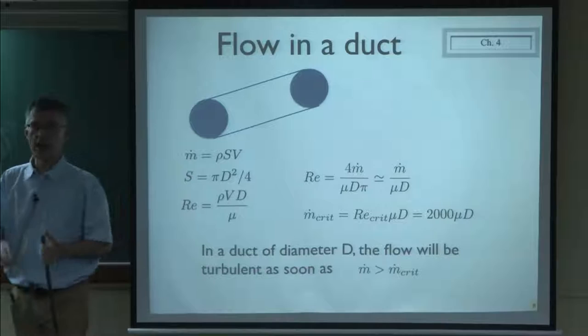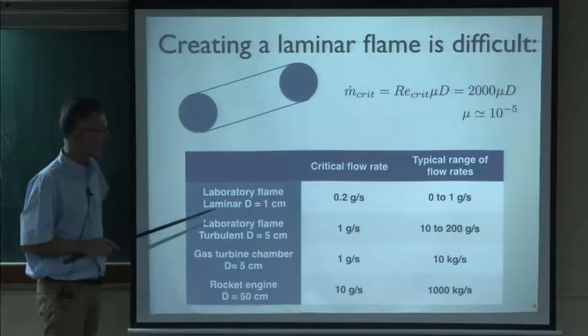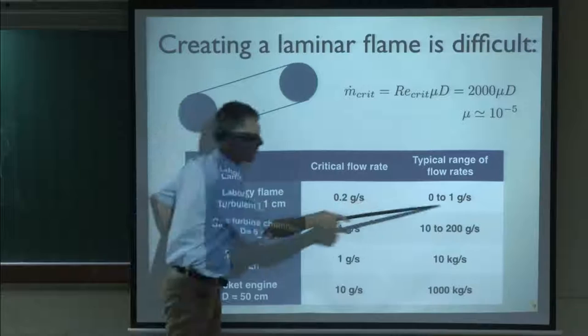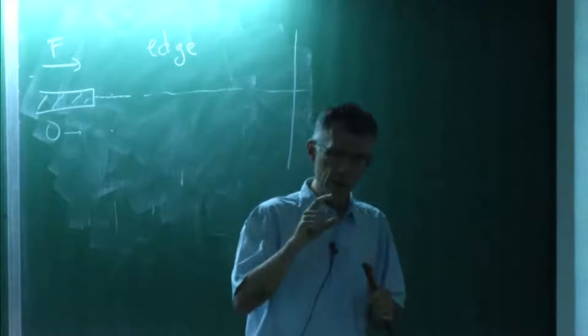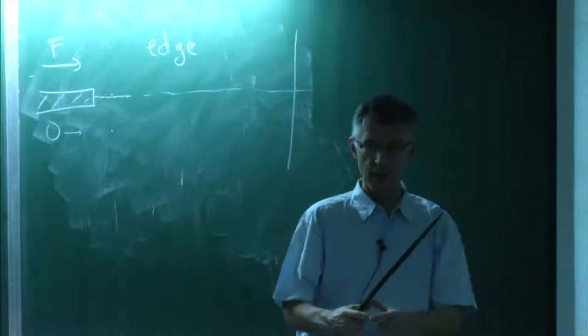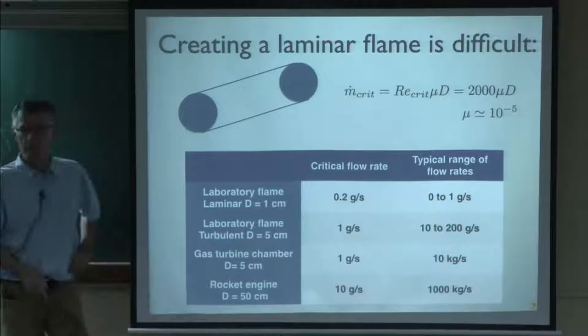If you compute now the critical mass flow rates that you can allow yourself to have a laminar flame, you will see that it's not much, actually. If you go to the lab and you have a burner with a 1 centimeter diameter, the critical flow rate is 0.2 grams per second before it gets turbulent. So you can do that in the lab. You can create experiments which are so slow that they remain laminar. But as soon as you do a burner of 5 centimeters, it's going to be turbulent almost right away. It's very difficult to have a laminar flame stabilized on a 5 centimeter system. And then in a gas turbine, the flow rate is more than 1 kilogram per second, far above the critical value. So there is no way you can escape turbulence. It will be there all the time.